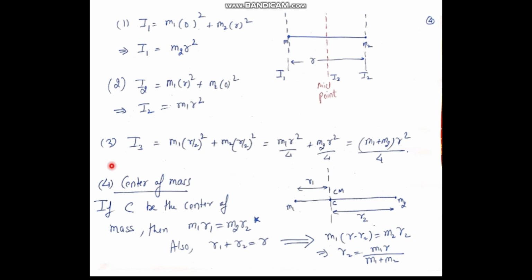Now the third part. Third part is the axis through the midpoint. Midpoint means r by 2 from m1 and r by 2 from m2. So it is simply m1 into (r by 2) square plus m2 into (r by 2) square. That is m1 r square by 4 plus m2 r square by 4, and that can be written as (m1 plus m2) r square by 4.